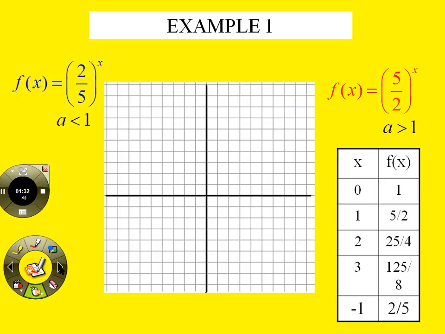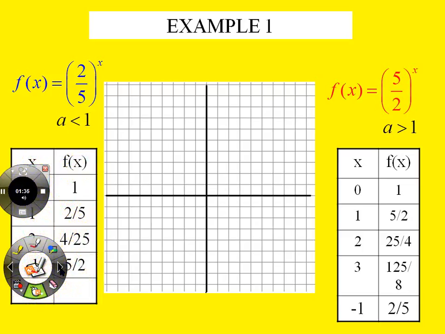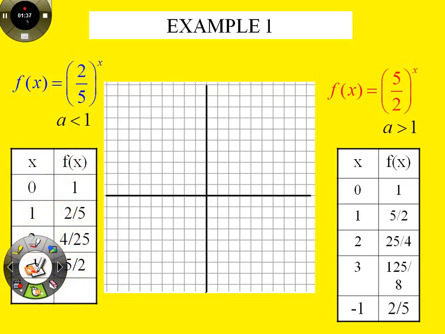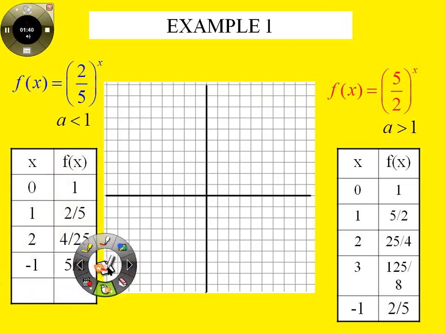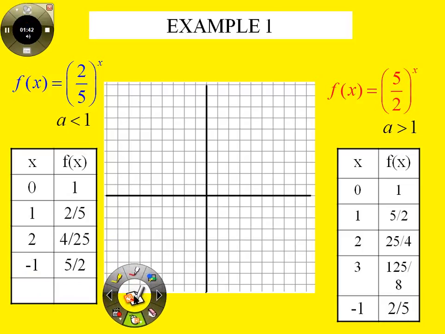First, whenever the a is greater than 1, you can just plug in your x values and see what you get for the y values. And you notice that for the one on the right, where a is greater than 1, it looks like it actually does what? Does it get bigger or smaller? So let's take a look. Let's start plotting some points.